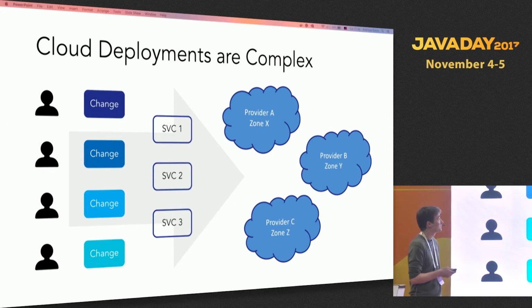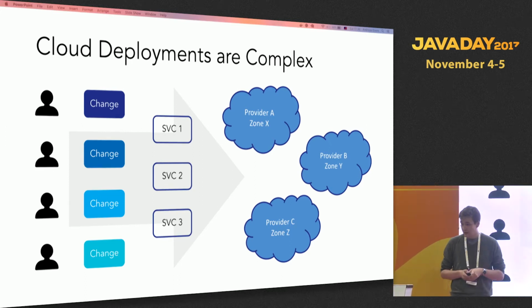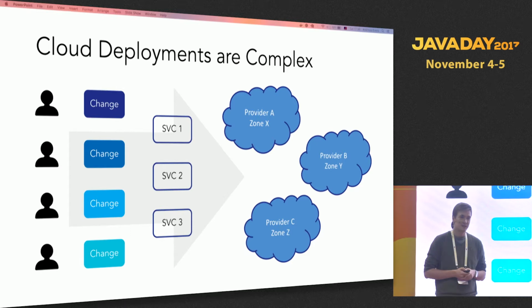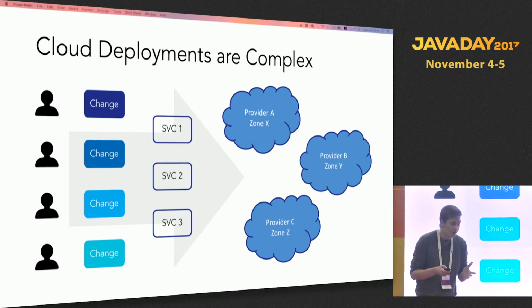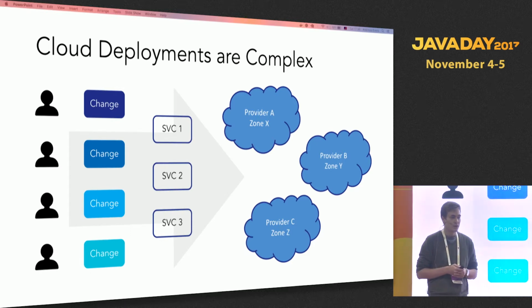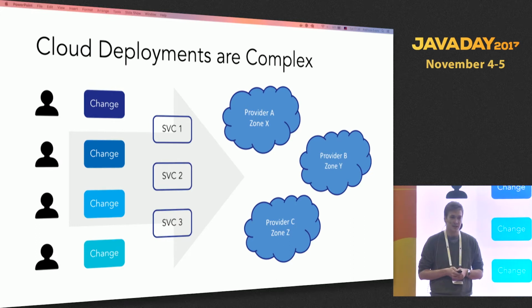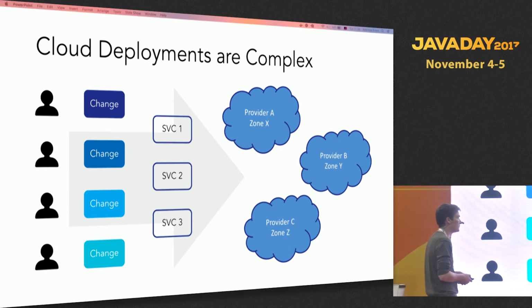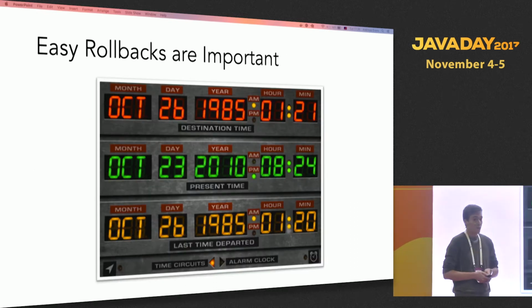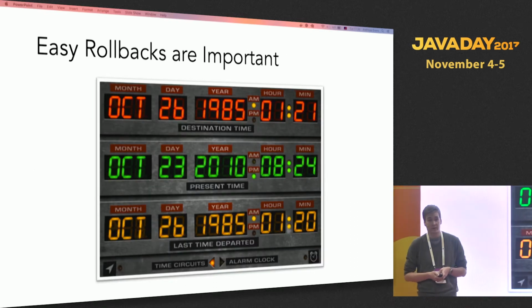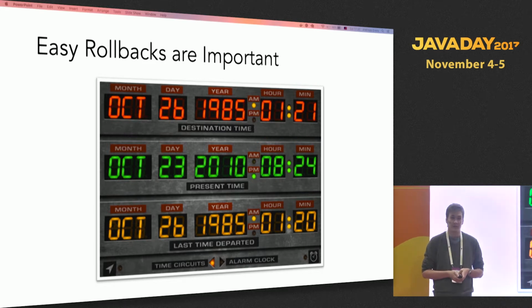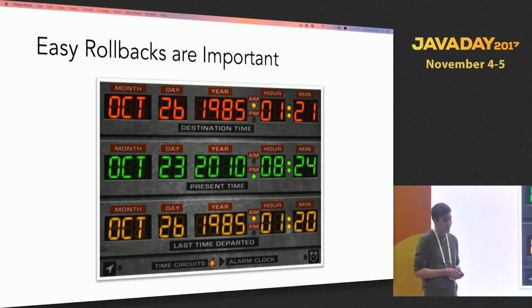So cloud deployments are really complex. What we also saw is that things will go wrong. Because they're so complex, it's difficult to make sure that everything will always be exactly as intended, so that the deployment will always succeed. So then we have to think about rollbacks. What will we do if things go wrong? And we have to make sure we can go back in time pretty easily.